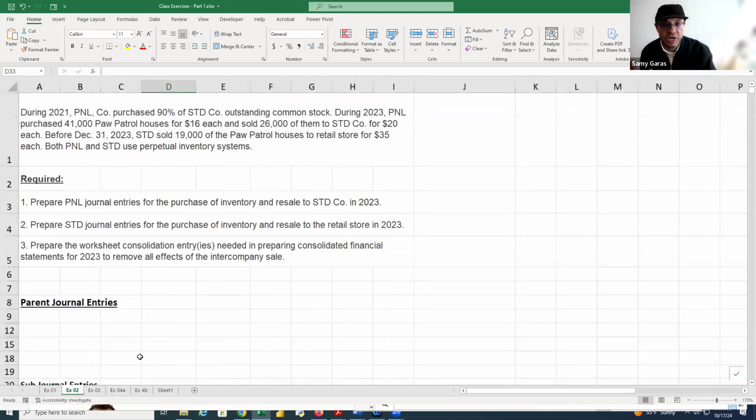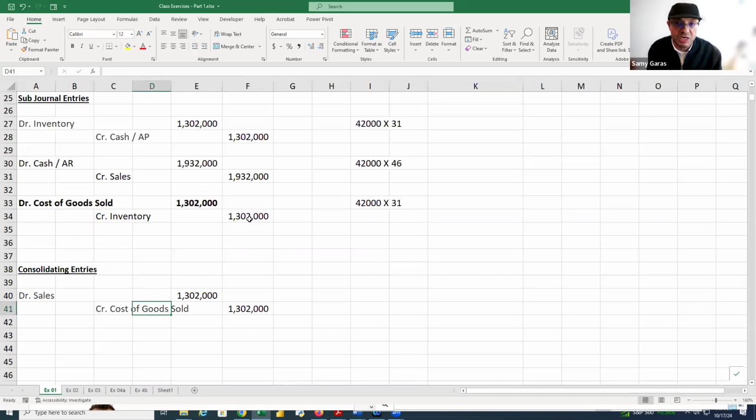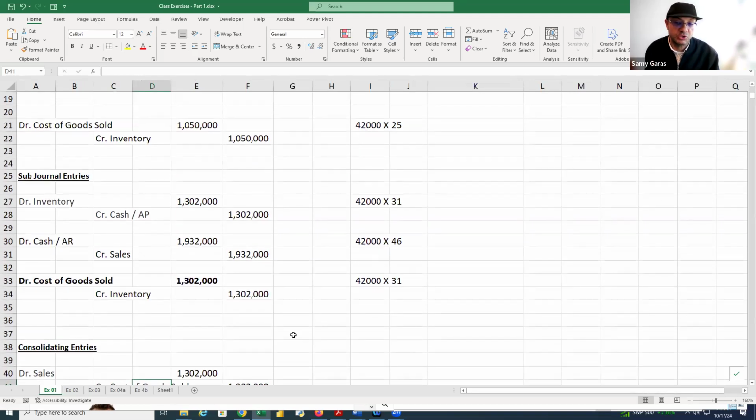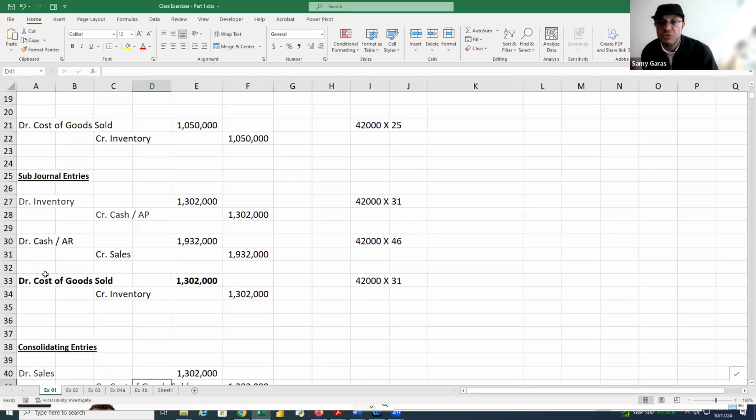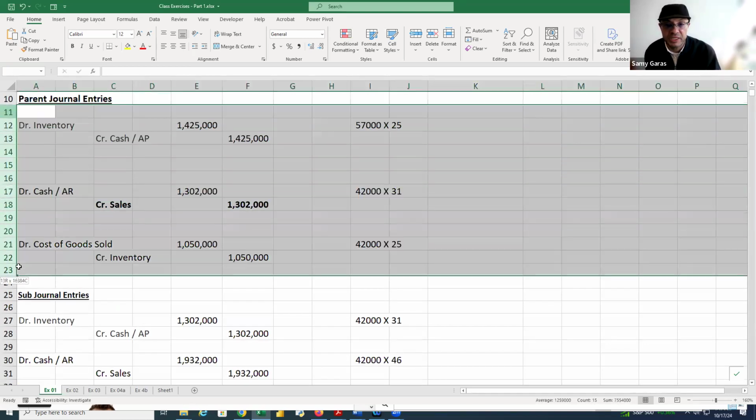The second one is more or less like the first one, except here the parent company purchased some merchandise, 41,000 units, and they sold 26,000, but by the end of the year, the subsidiary didn't sell all the 26,000; they sold 19,000. And the difference, which is 7,000 units, is still in the warehouse of the subsidiary. So in exercise 1, the company purchased all the quantity: they purchased 42,000 and they sold 42,000. In exercise 2, they purchased 26,000, but they sold 19,000. And this will make a difference in the journal entries. Now we need to do the 3 journal entries we did for the parent as we did here.